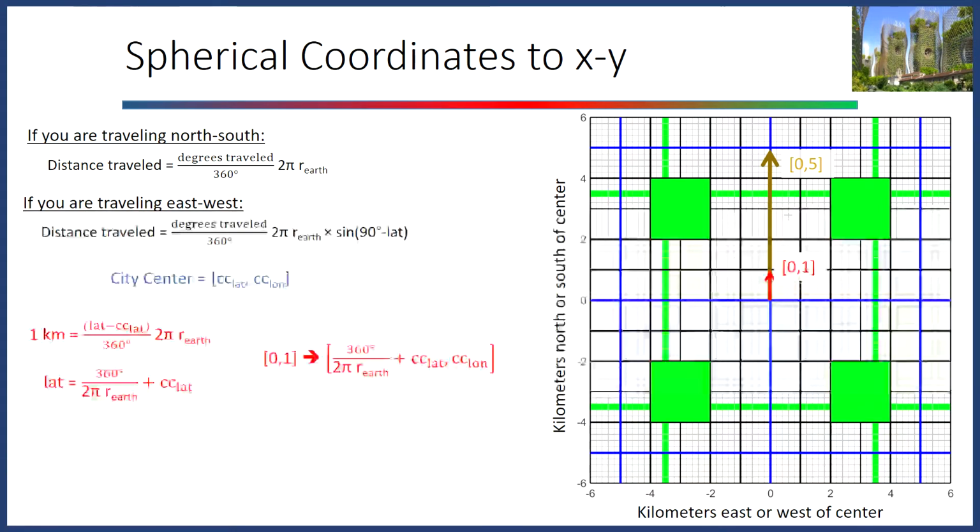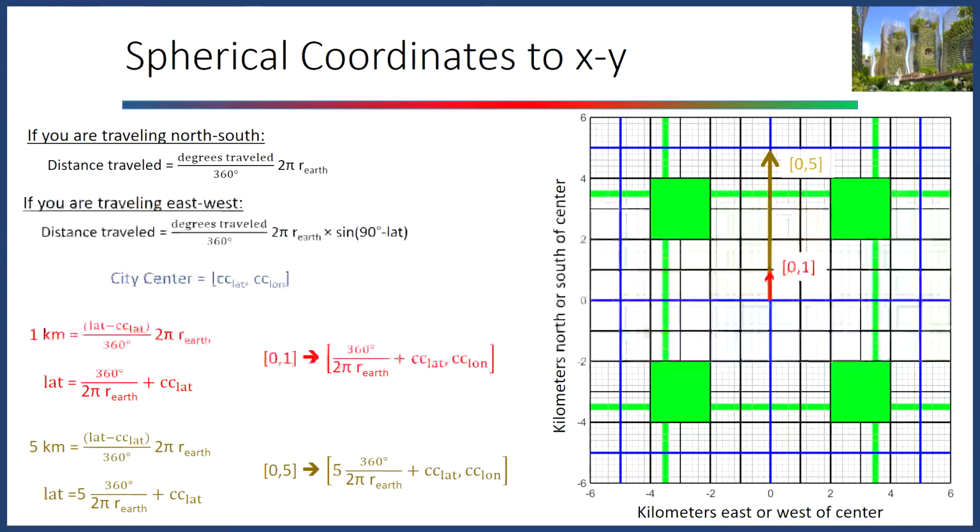Okay, let's try one more example for traveling north from the city center. This time we'll look at the point 0, 5, which would be the y-coordinate of our next subway line. This time, we have 5 kilometers equals our new latitude minus city center latitude divided by 360 times 2 pi times the radius of the Earth, which rearranges to the latitude equals 5 times 360 divided by 2 pi times the radius of the Earth plus the city center latitude. So we know that our transformation should take the xy coordinate pair 0, 5 and translate it to 5 times 360 divided by 2 pi times the radius of the Earth plus cc lat, comma, cc lon.